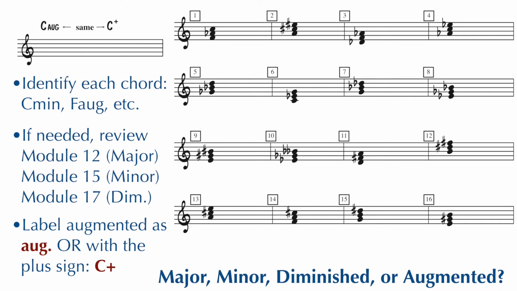An augmented chord can be written with AUG, as you see in my books, or with the plus sign, whichever works for you. If you have guitar theory modules, you can write your answer right there in the book, and you can check your work on page 217. If you don't have guitar theory modules, just write this on a piece of paper, and if you have trouble with any of these, you can review Module 12 for your major triads, Module 15 for your minor triads, and Module 17 for diminished triads.